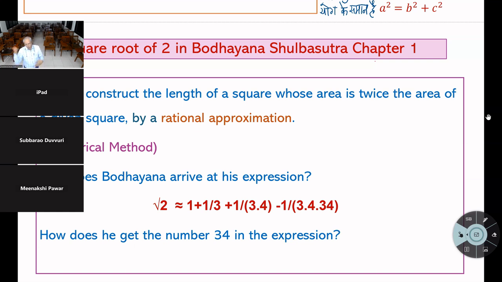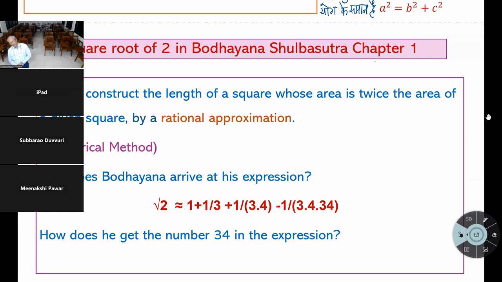Then you subtract, take out something. How much? It is slightly larger than root 2, so you don't have to take out much. Already you have added 1/12. Some part of that we should subtract. What is that part? It is the 34th part of that 1/12. That much we should remove. And that gives you a good approximation for root 2, is what Bodhayana says.